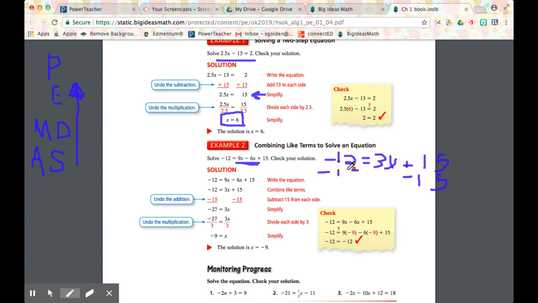So we have negative 12 minus 15, which is negative 27. You can check that in your calculator if you're unsure. And then we have 3x on this side. The last thing to do, because we still haven't solved for x, is get rid of this 3 that's being multiplied. You divide both sides by 3. Negative 27 divided by 3 comes out to negative 9. They show you can easily check it by plugging negative 9 in for x, and if you work it all out, you get negative 12 equals negative 12. So you can make sure you did it correctly.